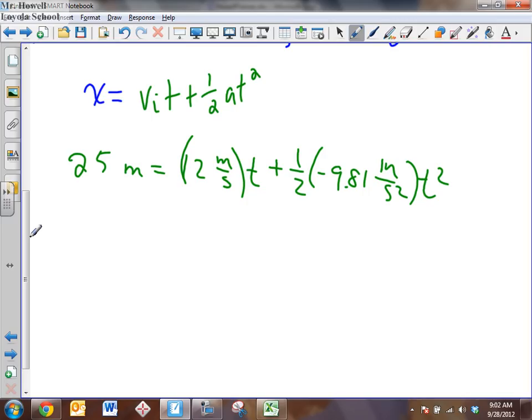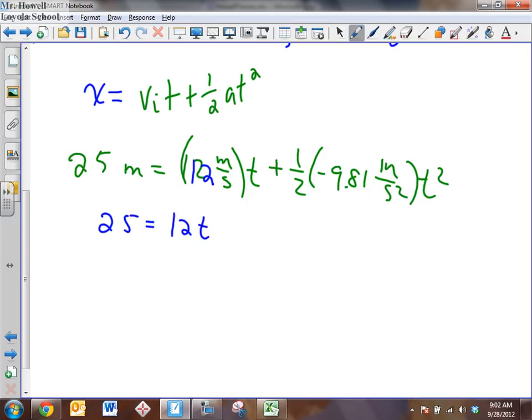Now, this is the only time that I'm going to tell you to drop the units, because it's going to get a little bit messy if you don't. We know time is going to be in seconds, because every other unit is standard. We have 25 meters, 12 meters per second, and meters per second squared. So for now, drop the units. Write this as 25 equals 12t.